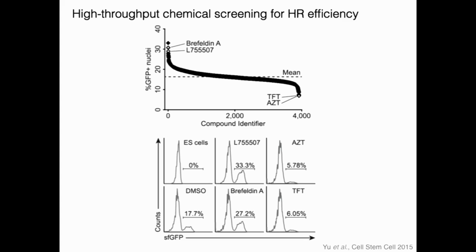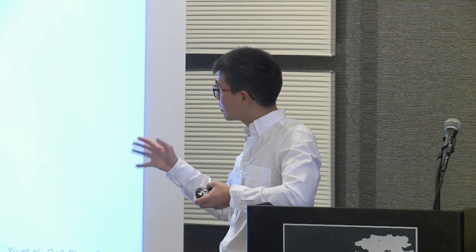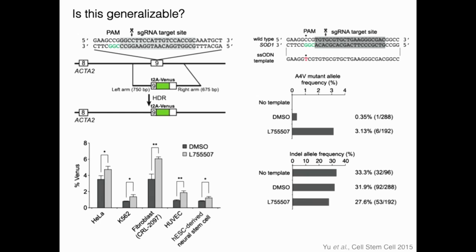They really wanted to ask how generalizable the system is across different human cell types. And so they actually designed into ACTA2, this smooth muscle actin gene, which is highly expressed in many cell types, and introduced a homology donor with a very similar principle, just putting in T2A Venus. And in HeLa cells and K562, so these are cancer cell lines, this is a suspension cell line, and various kinds of primary cells, they found that they got a very consistent improvement in the homologous recombination rate across these different cell types, thus showing that these small molecules appear to act on a generalizable mechanism for improving homologous recombination.